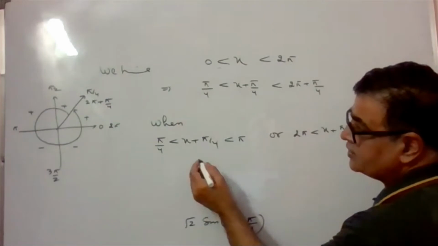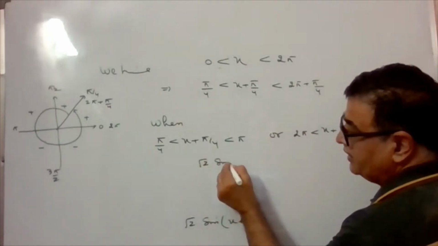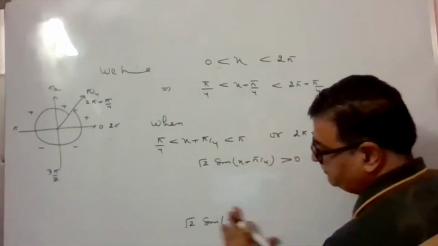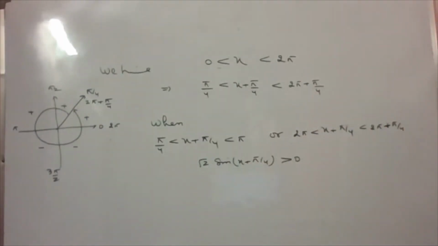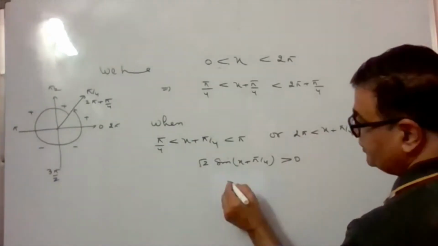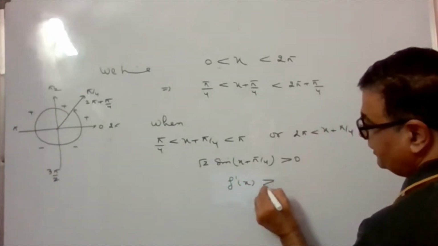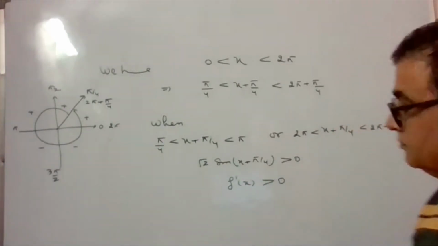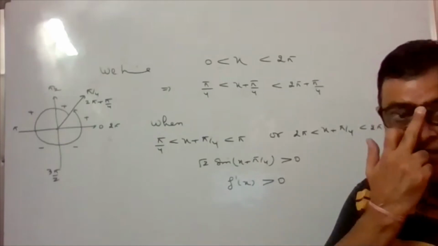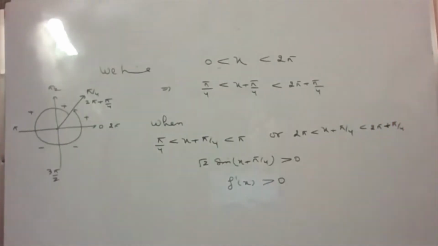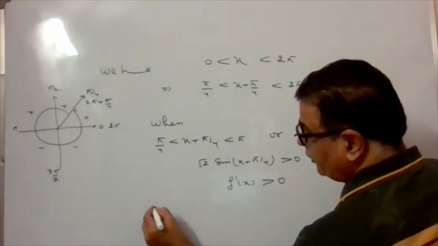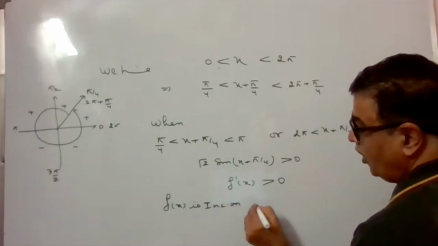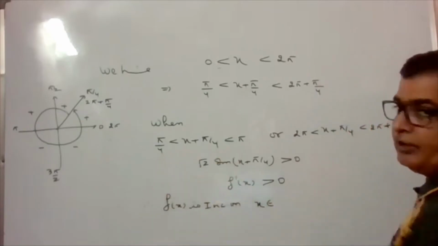This quantity has to be positive, so root 2 sine of x plus pi by 4 comes out to be positive. And if it is positive, we should have f dash x greater than 0. This also says f dash x is greater than 0. And if f dash x is greater than 0, therefore f(x) is increasing on x belongs to. Now we should find out x here.